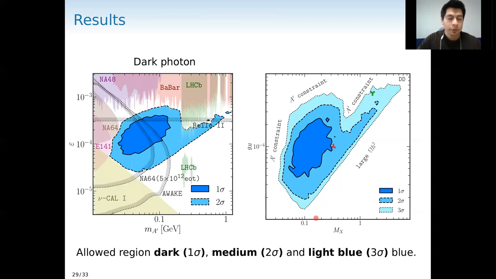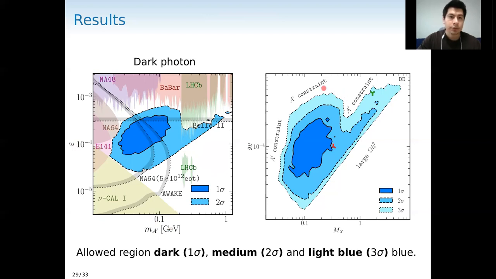So one thing that we can note in here is that all this shape is given by the constraint on A prime. By comparing this figure to this, we can see that this cavity in here is mostly caused by the constraint from LHCb, which heavily constrains a dark photon above a mass of 0.2 GeV, mostly when the interaction is on the level of 10^-4 for this coupling epsilon.